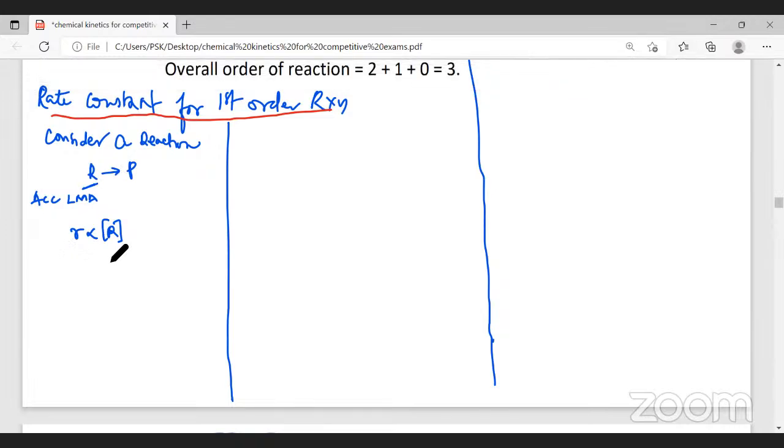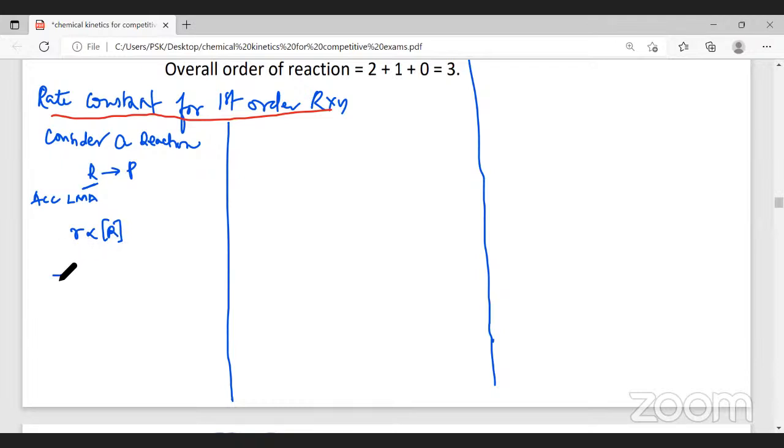We can write that, yes or no? Because the rate of a reaction depends only on the concentration of the reactant. It does not depend on the concentration of the product. So only one reactant we have, that is marked as R. So rate is directly proportional to the concentration of the reactant. Yes or no? Yes, sir.